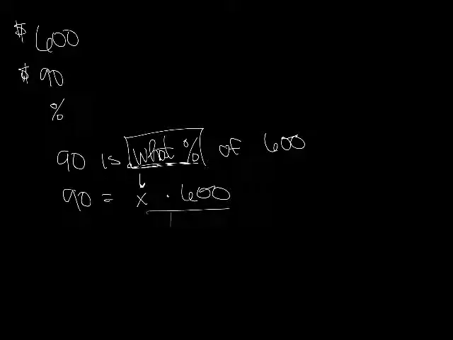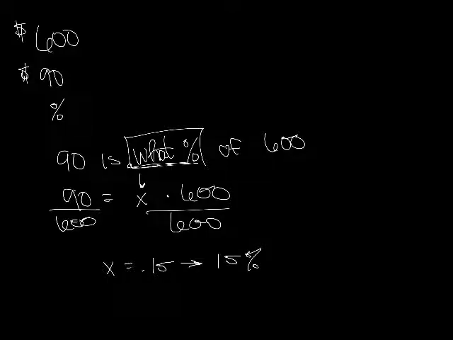So we're going to divide both sides by 600, and so therefore X is 0.15, or move it over 2 decimal places to change it back to a percent. Now notice, most of the time when you're dealing with these percentages and you're dividing, the smaller number will be on top and the larger number will be on the bottom, so that you get a number smaller than 1, a decimal that you can move over.